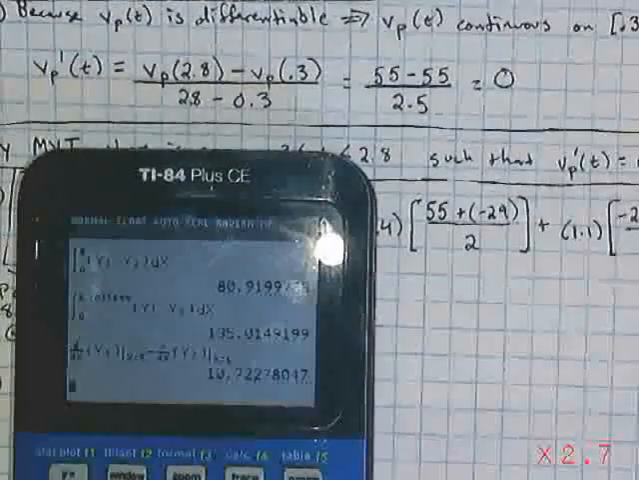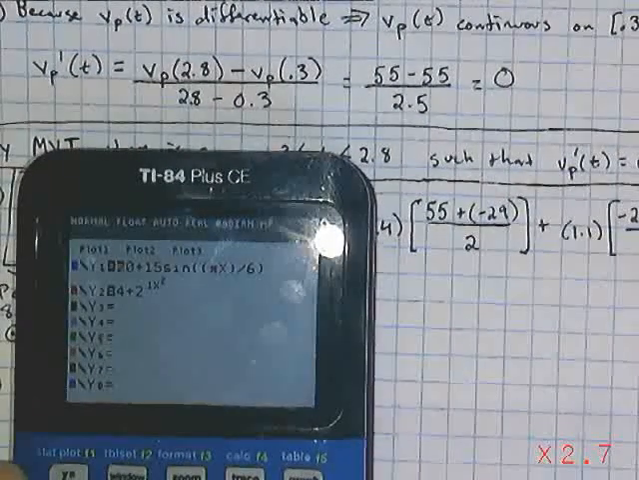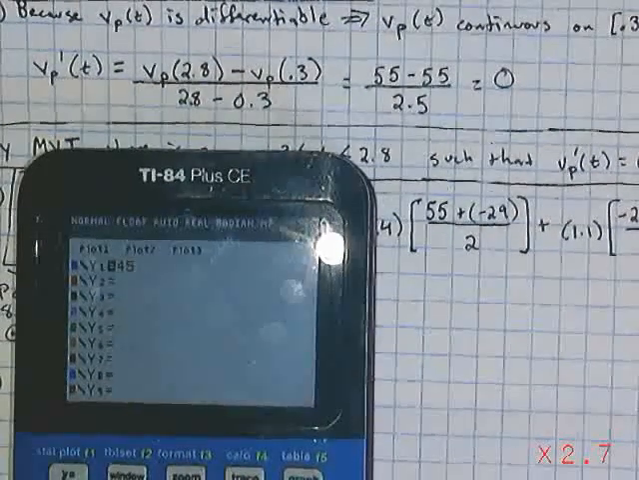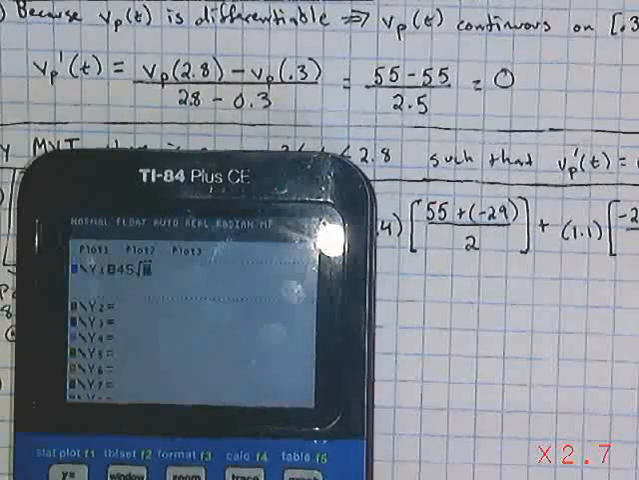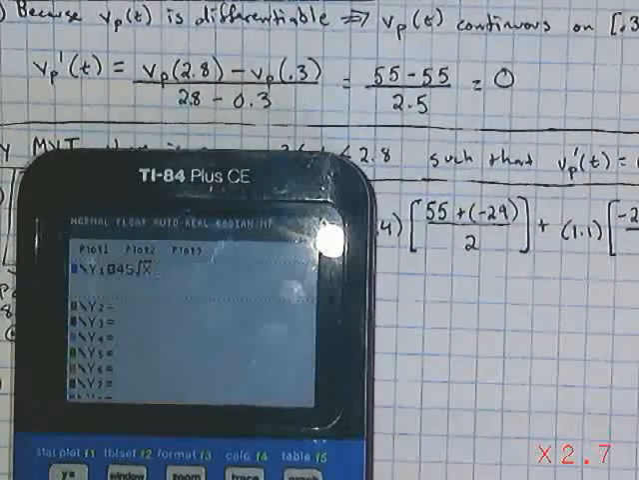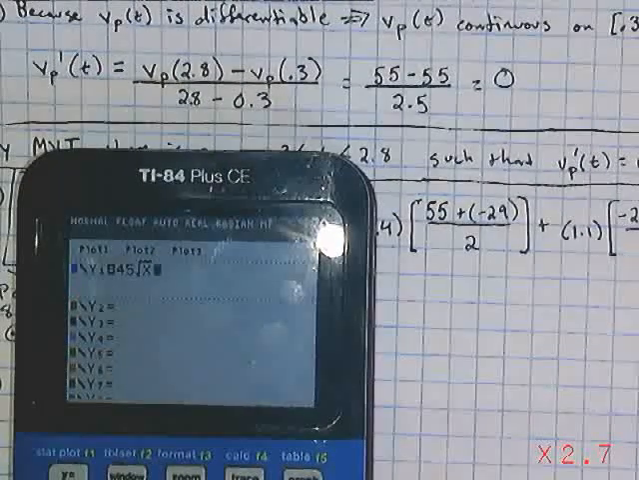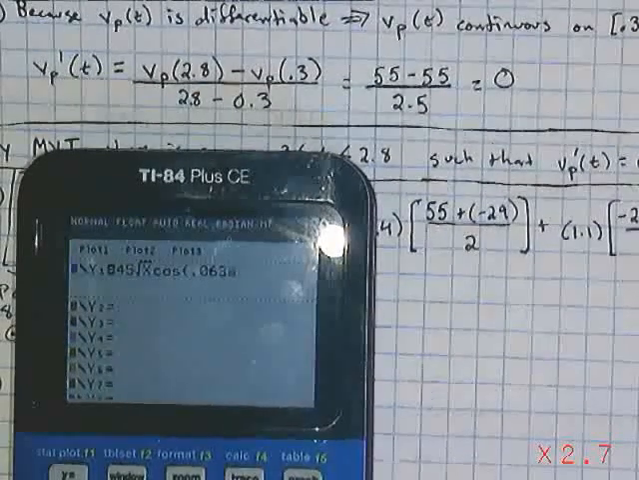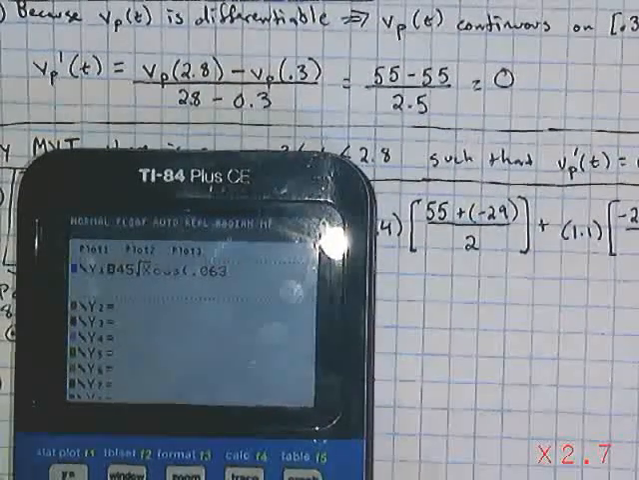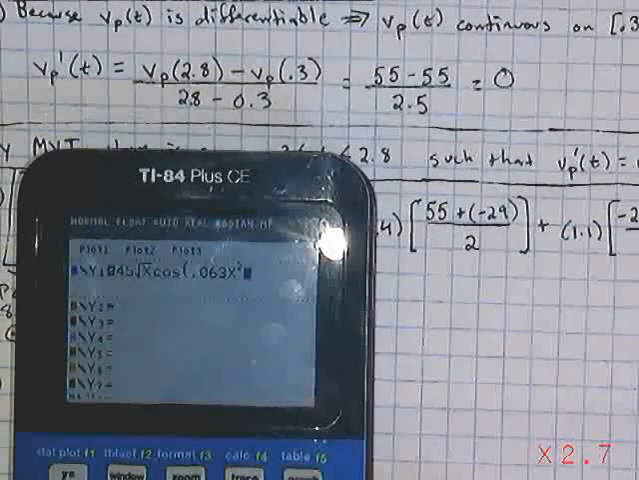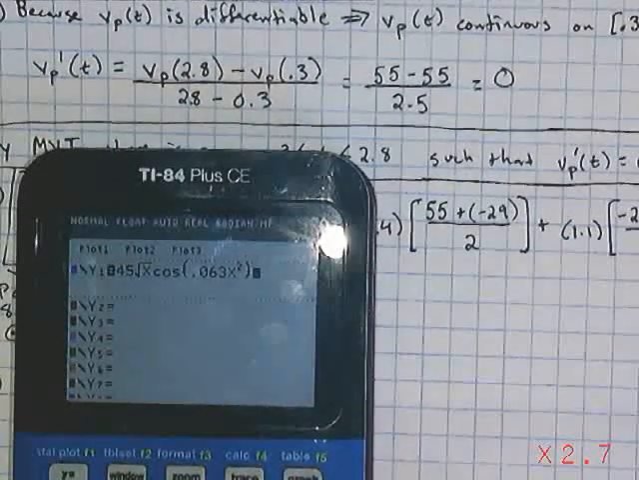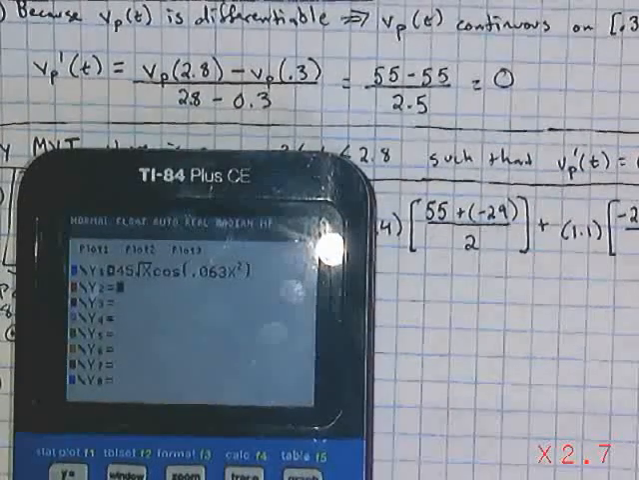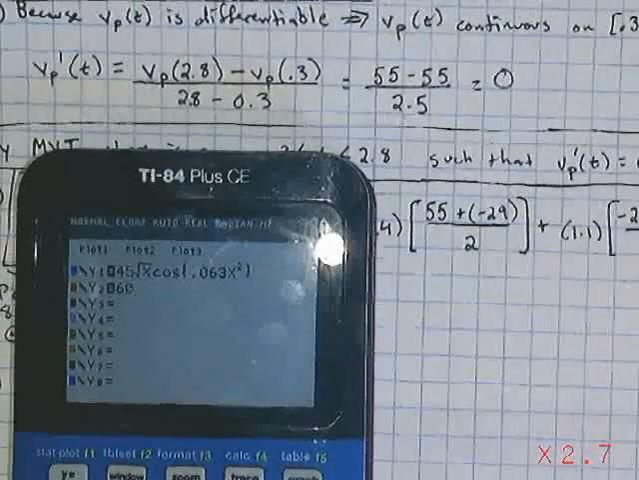We'll jump right in. We'll go to our y equals, we'll clear out the last problem, and we'll enter into y1 this 45 times the square root of t, which we'll call x, times the cosine of 0.063, and then x squared, close parentheses. And we're going to do a second function here because we're going to figure out when it is more than 60. So we want a second y equals 60 function to figure that out.